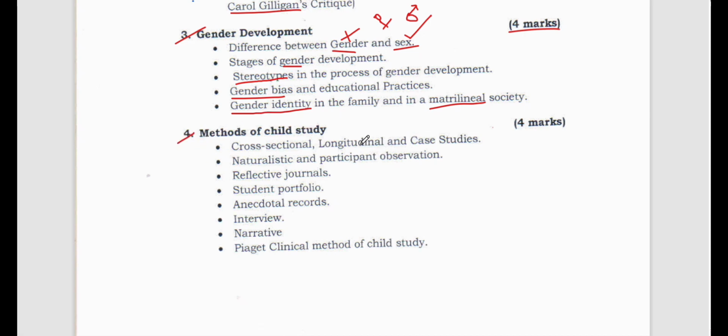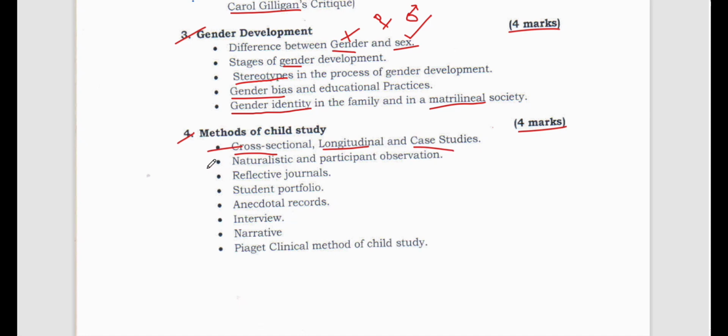Methods of child study. We can study the background of the child, the present situation of the child, the past of the child, the history of the child, in different methods. This particular unit, methods of child study, will come for 4 marks. How many marks? 4 marks. So cross-sectional study, longitudinal study, and case study. What is cross-sectional study? We will study it. Then what is longitudinal study? Also we shall study. Then case study also we should study. Everything in detail, as I will make dedicated videos on this.